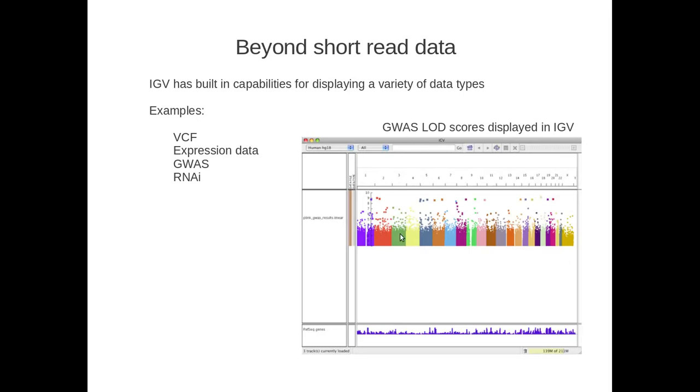You'll see these are called Manhattan plots, and these Manhattan plots, because they look like skyscrapers jutting up, are ways of illustrating where in the genome there are statistical associations between SNP variation in a population and trait variation, sort of phenotypic variation. And so you can display this kind of information in IGV.